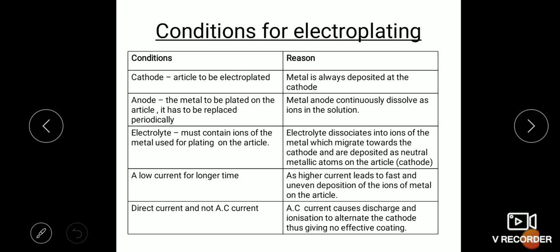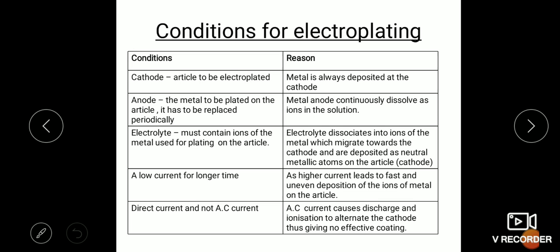Electrolyte which is used must contain ions of the metal used for electroplating. Like suppose if I want to do a gold electroplating, the electrolyte should have gold ions. If I want to do silver electroplating, the electrolyte must have silver ions. If I want to do copper electroplating, the electrolyte must have copper ions, like we did in the example of copper sulfate. Electrolysis of copper sulfate, we use the electrolyte as saturated copper sulfate solution when we are using platinum electrodes, and acidified copper sulfate solution when we are using copper electrodes.